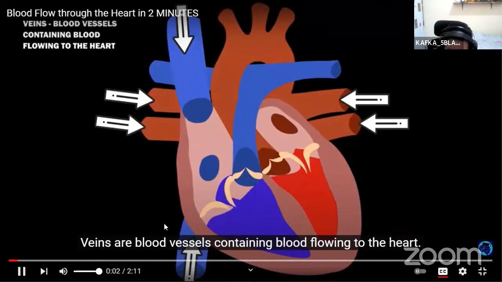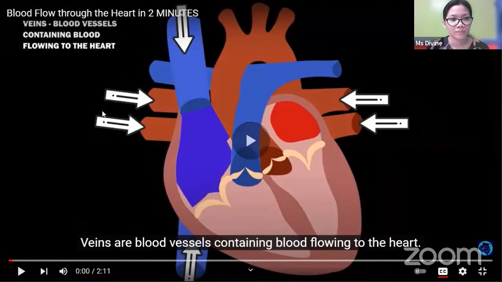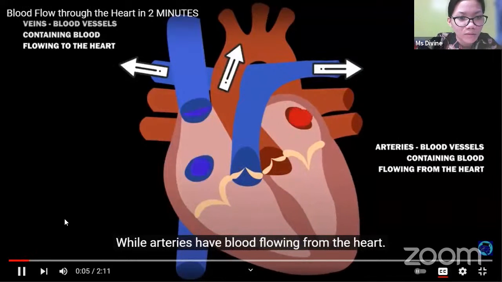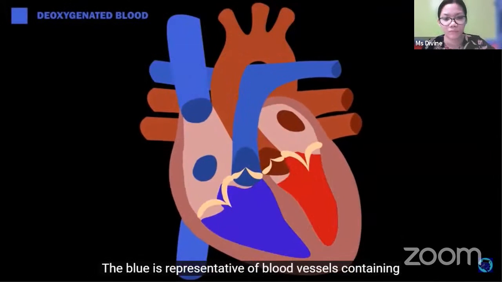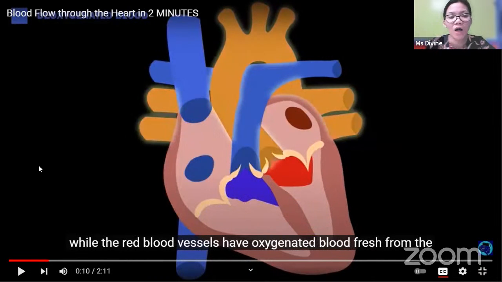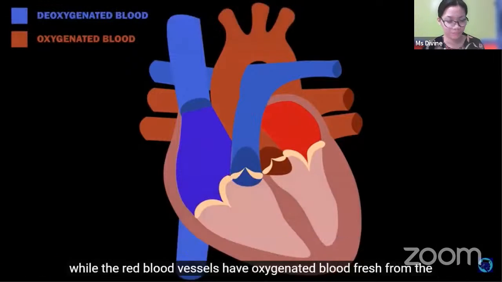It's really fine. The heart, while veins are vessels containing blood flowing to the heart, arteries have blood flowing from the heart. The blue is representative of blood vessels containing deoxygenated blood. Again, the blue color in the heart diagram is the one that carries deoxygenated blood. It means blood that is without oxygen. That is called deoxygenated blood. The red blood vessels have oxygenated blood fresh from the lungs.